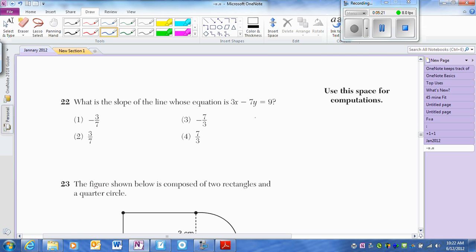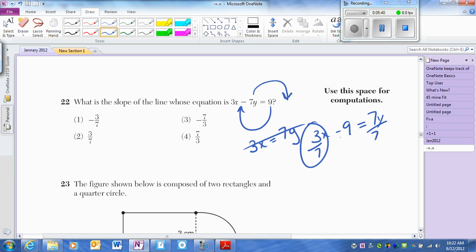Slope. In order to talk about slope, you need to solve for y. I'm going to bring this over because I hate negative y's, and I'm going to bring that over here. So I get 3x equals 7y. Try again. 3x minus 9, because I wrote the 9 over, equals 7y. And if I divide by 7, there's my slope. 7 over 3. Oh, not 7 over 3, 3 over 7.